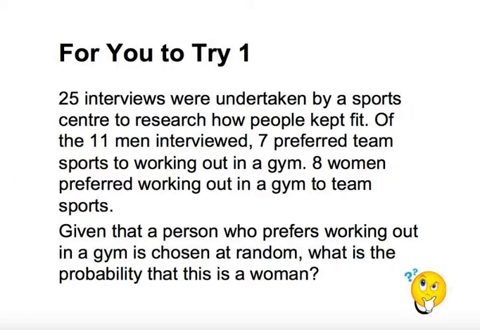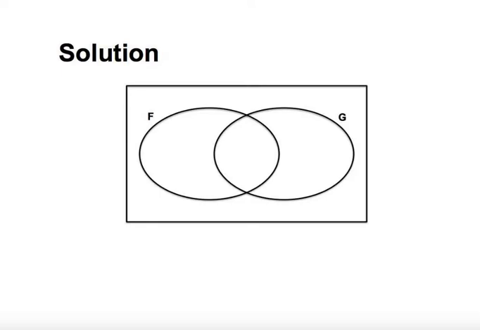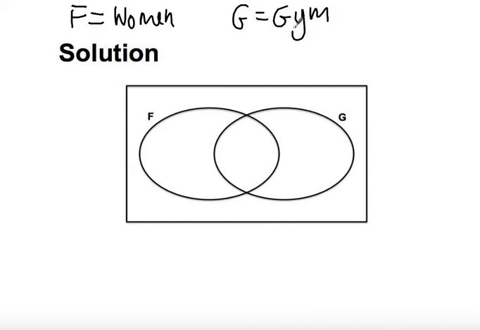Okay, so welcome back. Let's have a look at this question. So the information was about men and women. So let's just say F represents women. Okay, and following that, we also have G, which is going to represent the gym. Now, in the information given, 8 women preferred working out at the gym to team sports. So 8 women and gym goes in the middle there.